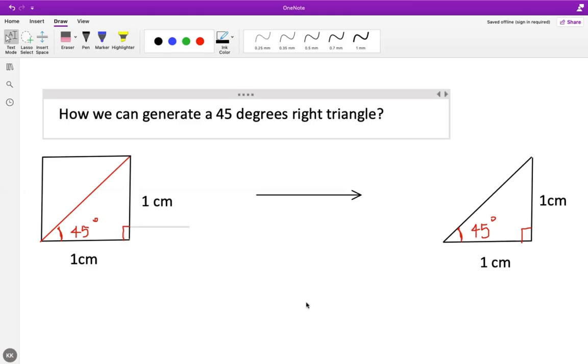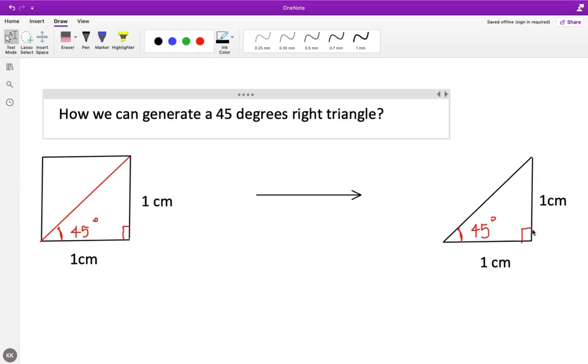Okay, so the first question is how we can generate a 45 degrees right triangle. The idea comes from the square in the left picture. We have a square whose four sides are 1 centimeter long. If we cut along the red line, we generate a 45 degrees right triangle on the right hand side. Could you see that?